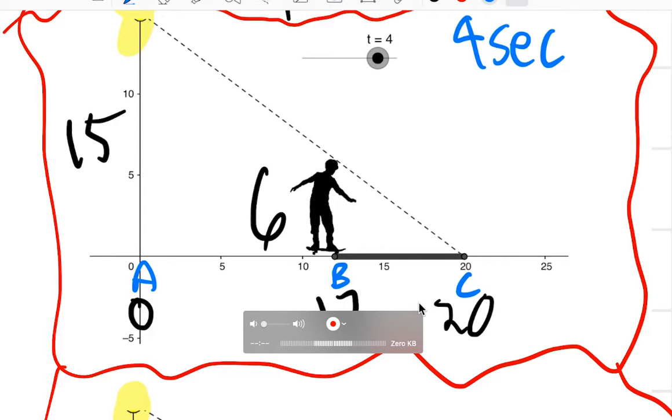And now the end of the shadow is 20. Okay, so that means the length of the shadow is actually 8, right? It goes from 12 at B to 20 at C. So the shadow has a length of 8.